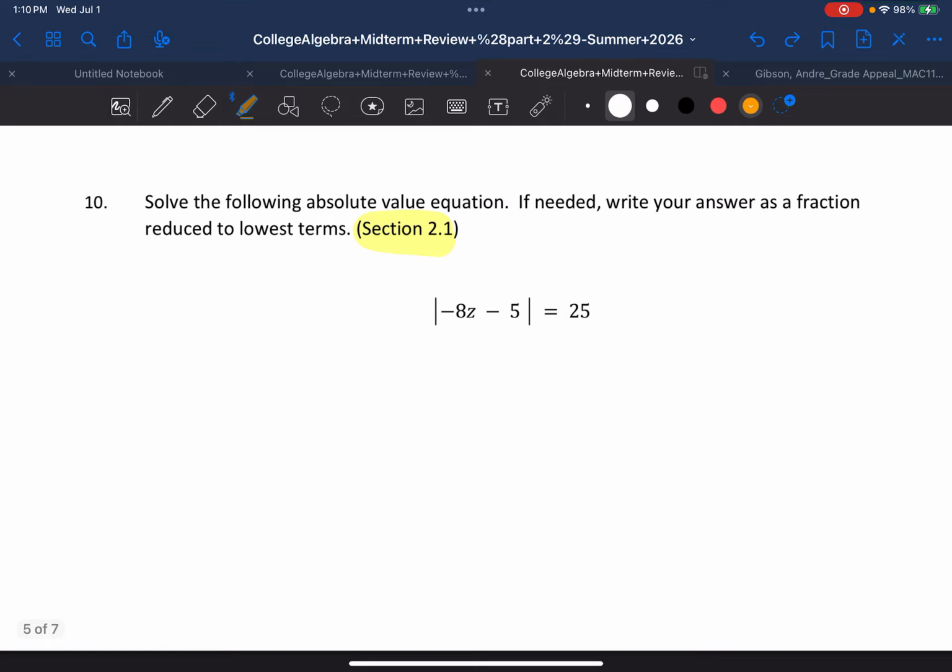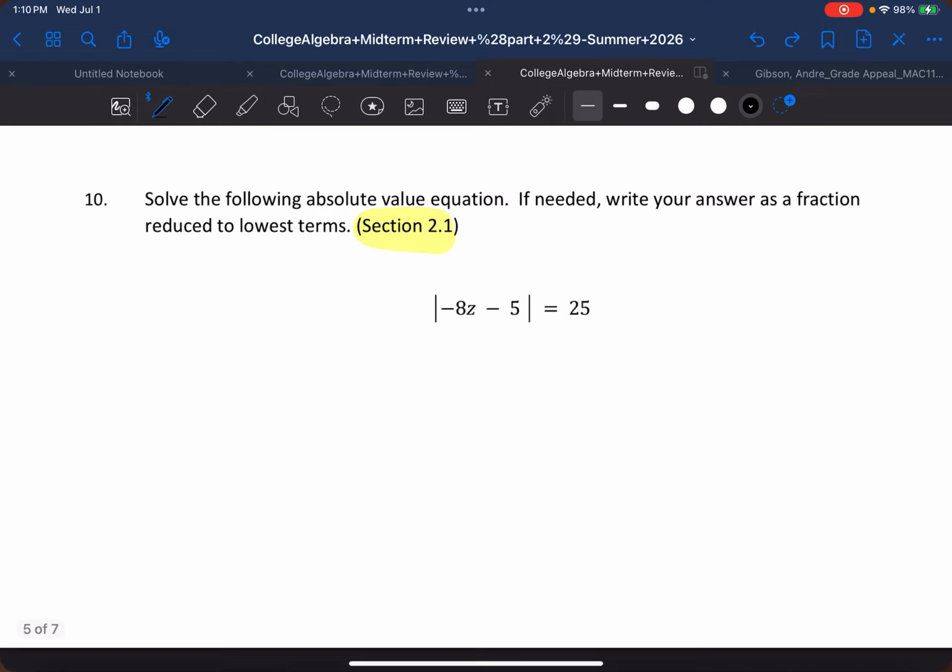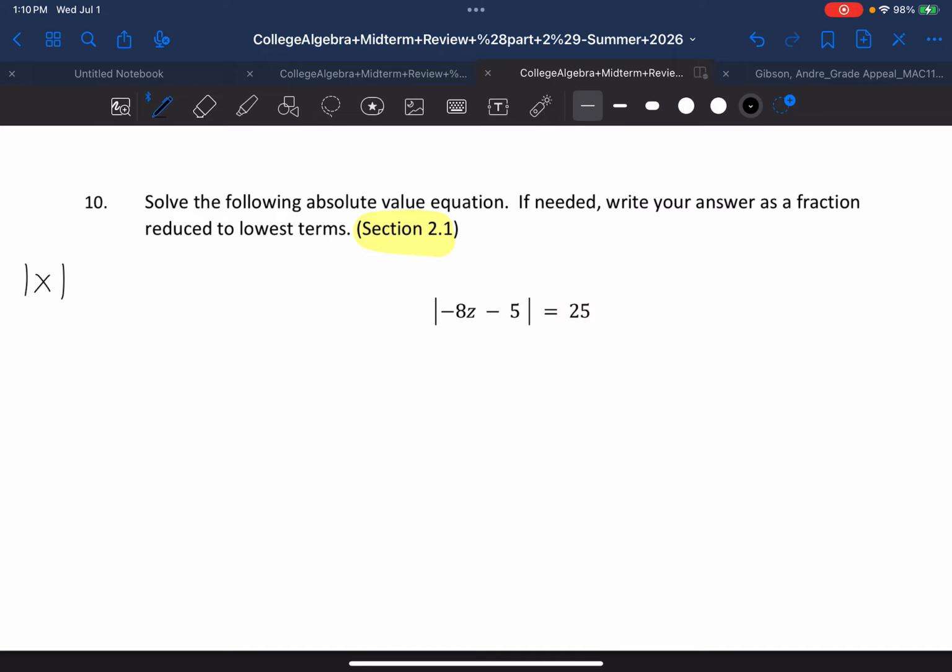So whenever you get the absolute value of any expression or number equal to a positive a, I'm going to write this rule here. If the absolute value of x is equal to a, then x is equal to a, or x is equal to negative a. So whatever the expression is inside the absolute value, we're going to set it equal to the positive number it's equal to and the negative number it's equal to.